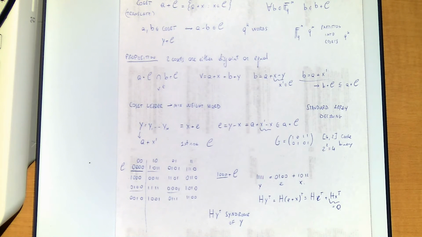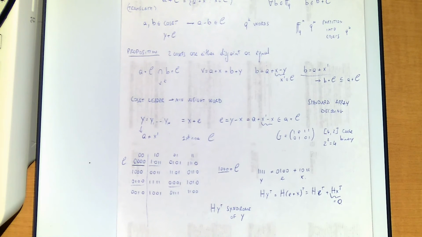So if my syndrome is 0, then I know that what I've received is a code word. And if my syndrome is not 0, then I can map it to one of the cosets. And I can define the cosets by their syndrome.